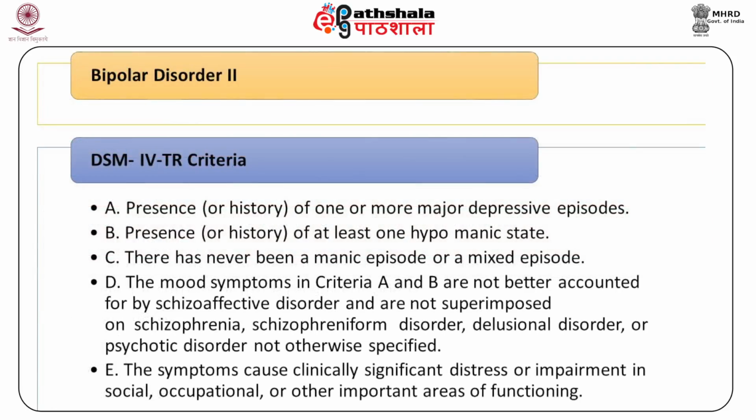Next we will study bipolar disorder 2. The DSM-4-TR criteria for this are: A. Presence or history of one or more major depressive episodes. B. Presence or history of at least one hypomanic state. C. There has never been a manic episode or mixed episode. D. The mood symptoms in criteria A and B are not better accounted for by schizoaffective disorder and are not superimposed on schizophrenia, schizophreniform disorder, delusional disorder or psychotic disorder not otherwise specified. E. The symptoms cause clinically significant distress or impairment in social, occupational or other important areas of functioning.